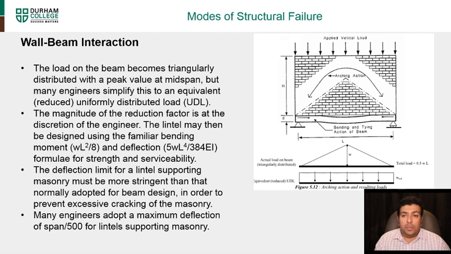So the load on the beam becomes triangularly distributed with a peak value at the midspan. So here you'll see this midspan is going to be the peak value. And then you have the magnitude reduction factor that we use, WL squared over 8. And for deflection, 5WL^4 divided by 384EI. So those are the formulas for strength and serviceability, and we use them to check the wall beam interactions.